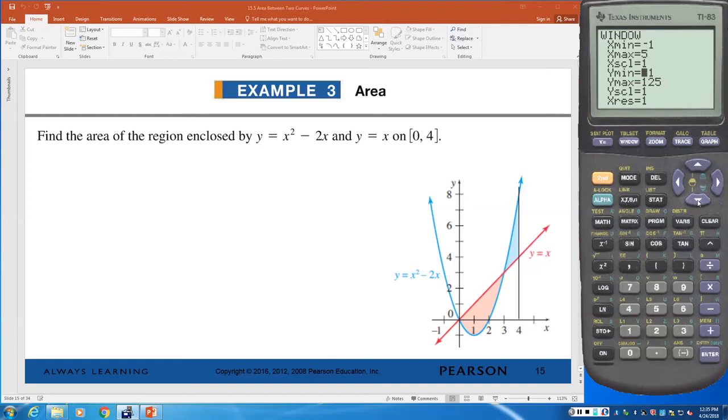So we'll go a little bit further down than -1, like maybe -10. Maybe, well, let's try -5. And we sure don't need to see all the way up to 125. So maybe we'll only go to about 10. And check the graph again to see if this looks a little better.